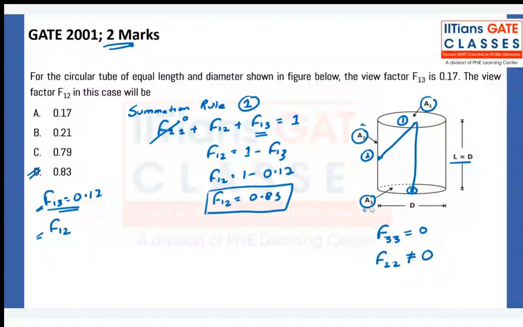Okay, no problem. So F22 is not equal to 0 because there could be certain radiation from surface 2 that can fall on 1, of course, that can fall on 3, of course, but there will be some radiation that will fall on 2 also. So F22 is not equal to 0. Clear, everyone? Let's move on.